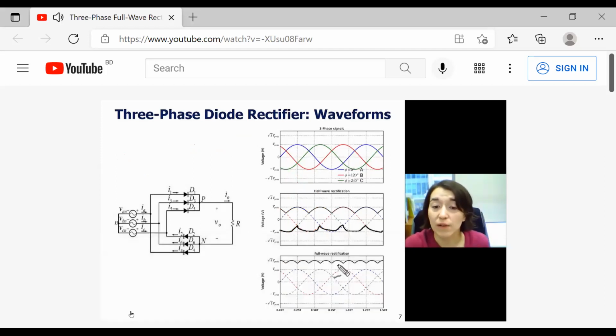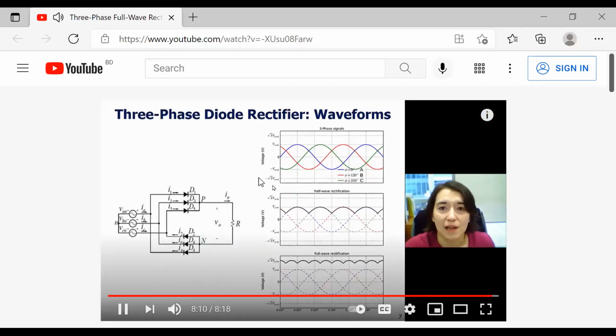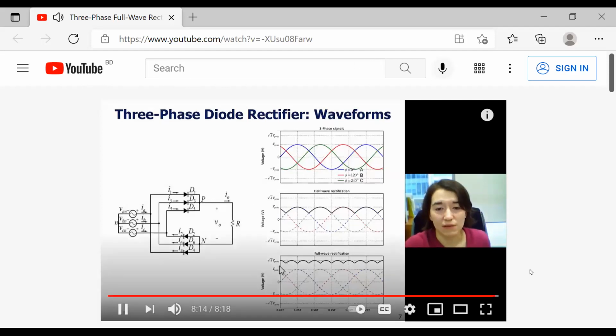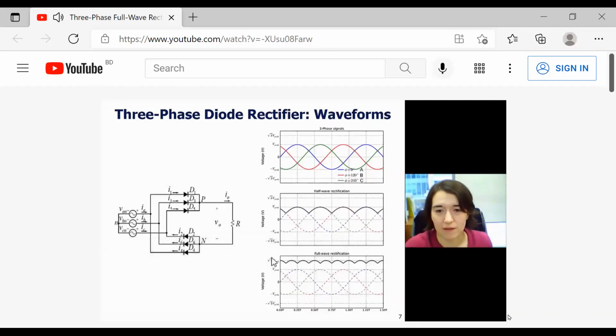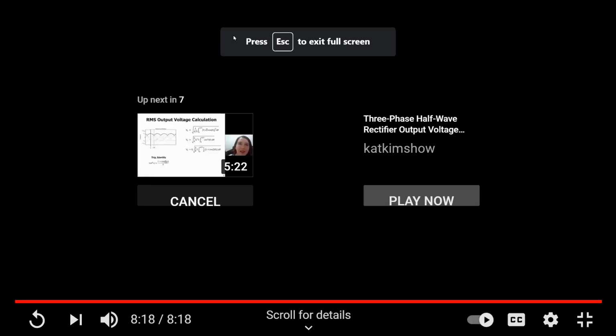This is the rectified waveform, and you see that there's 6 little bumps because of the 6 different phases that we went through before. 6 diodes, 3 on top, 3 on the bottom. We can take a 3-phase waveform and turn it into a rectified waveform, which will end up looking like this at the end.